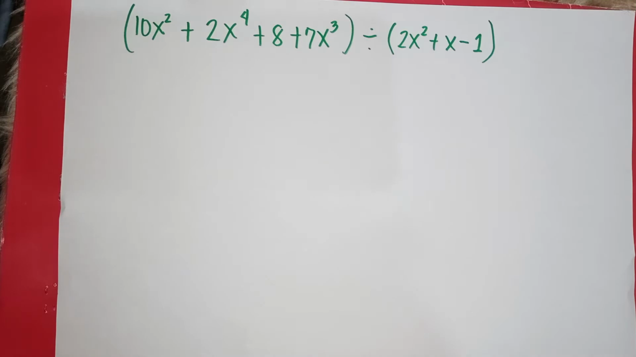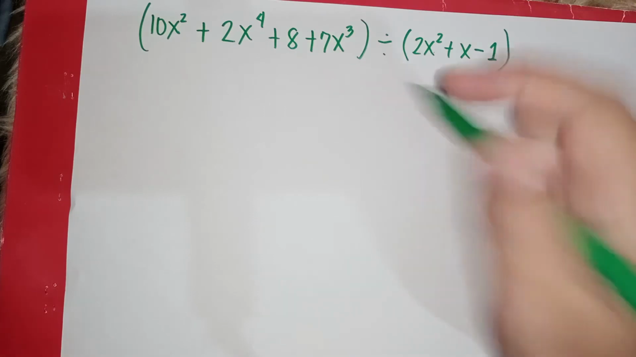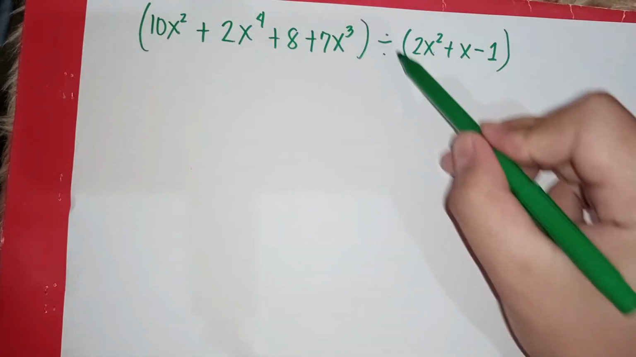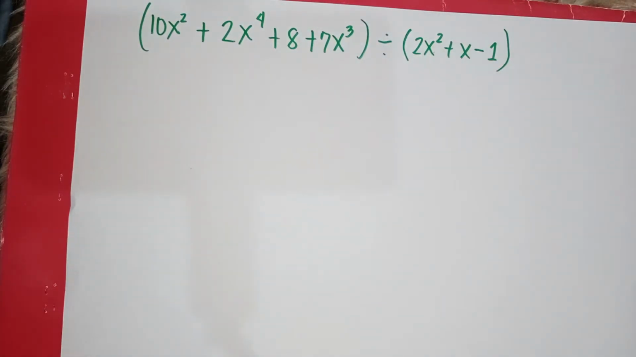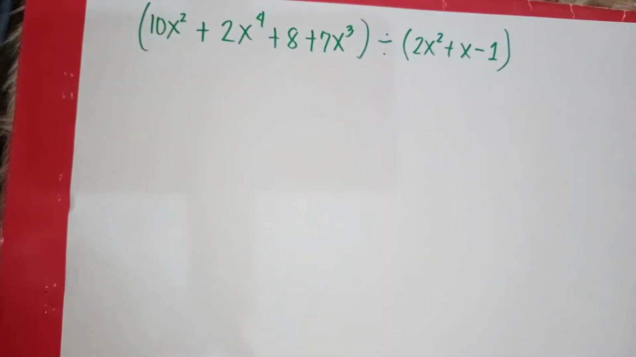Okay, next example tayo mga boss. We have 10x squared plus 2x raised to 4 plus 8 plus 7x cubed divided by 2x squared plus x minus 1. So, eto po yung ating dividend at saka eto yung ating divisor. Okay? So, isusulat muna natin yung ating dividend. So, i-check muna natin mga boss.